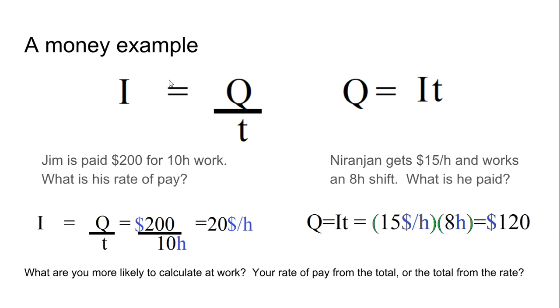Let's go back to an example using money. Jim is paid $200 an hour for 10 hours work. What is his rate of pay? Well, it's Q over T, $200 over 10 hours equals $20 an hour. Why have I put the units in blue? Because you're going to want to drop them.